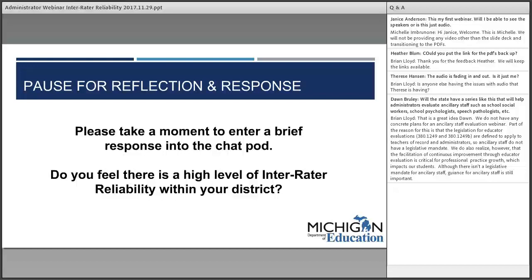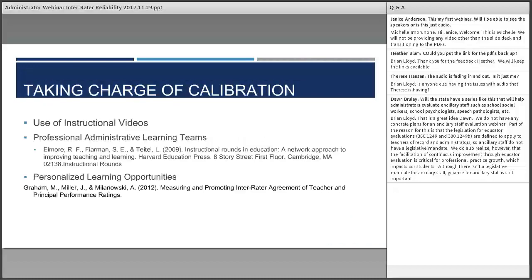And as we move forward with the next slide, we're going to start dipping into the calibration ideas. So calibrating takes, just like great lesson plans, it takes a lot of detail, it takes a lot of time, and it takes a lot of consideration. But we know that you're up to the task.